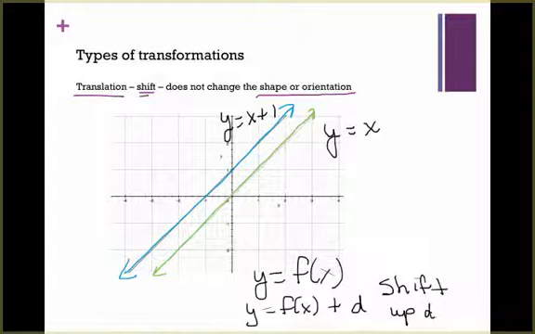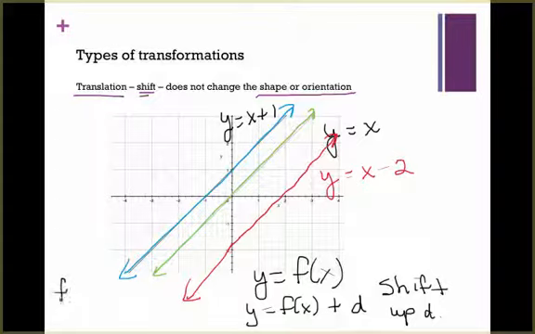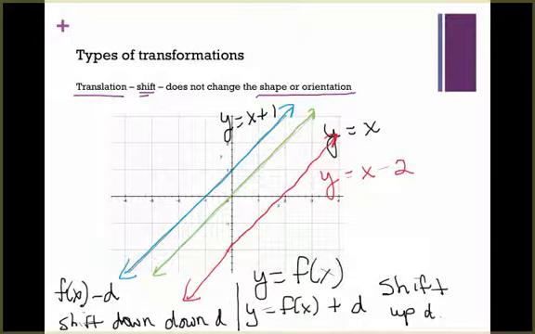We also can do the same kind of thing by shifting down. Let's say we wanted to shift this graph down 2, then our graph would look something like this, and our equation would be y equals x minus 2. So a function of the form f of x minus d would shift down d units. If d happens to be 3, then you shift down 3.